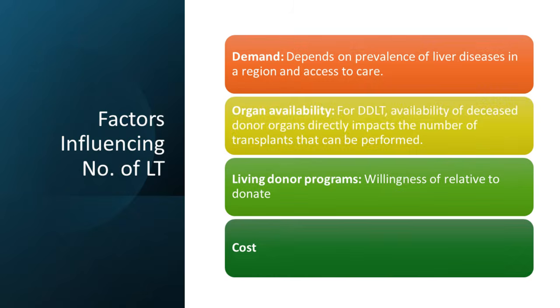Now, what decides the number of liver transplants that are being done? One is what's the prevalence of the liver disease in that particular region and what's the access to care. If you look at liver transplant, it's very diverse. Some centers would say we will do it free of cost, they will arrange for donors and everything to come. Some centers would be charging you somewhere around 20 to 30 lakhs per transplant. So it depends on the accessibility of care as well as the demand of the prevalence that is there.